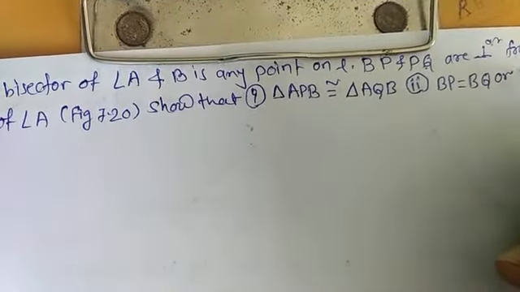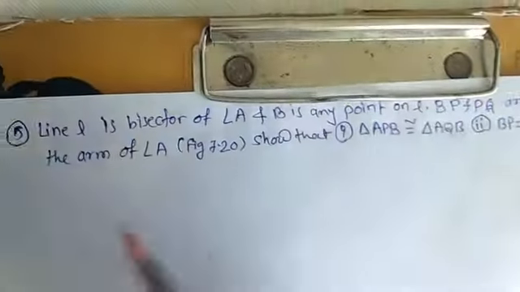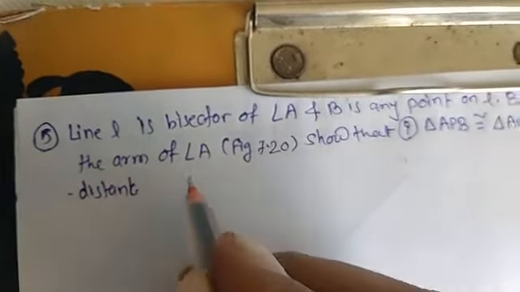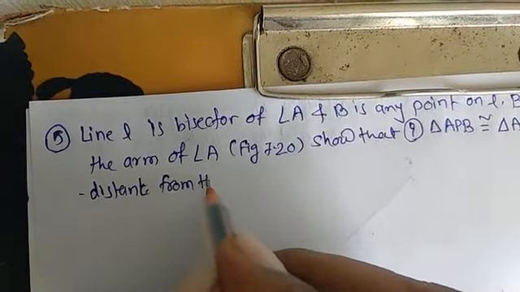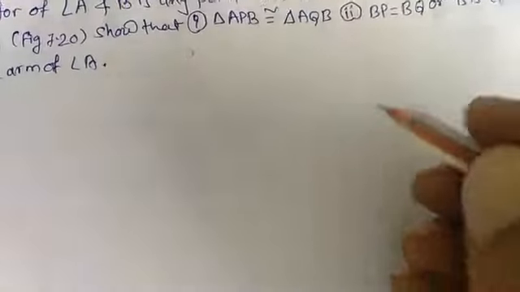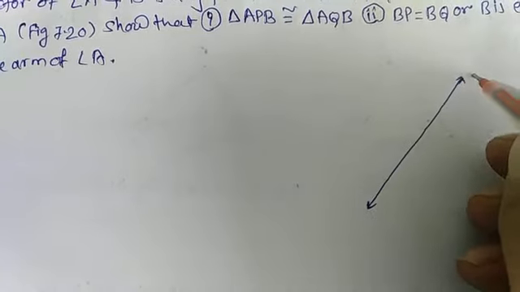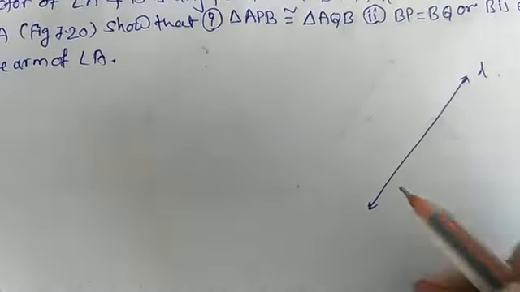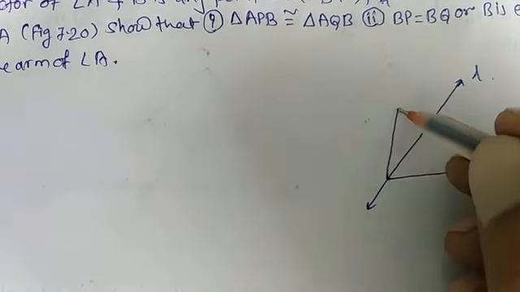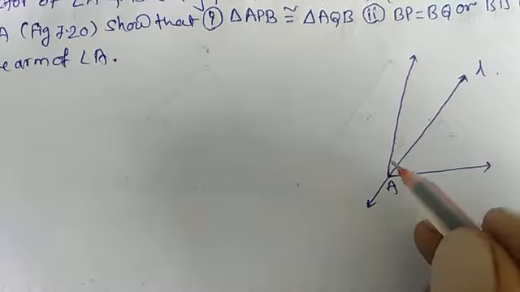or B is equidistant from the arm of angle A. Okay, that means we have a given line L. First we will draw a line L. It bisects angle A. If I consider this as angle A, okay, this is angle A here, and L is bisecting A in two equal parts.